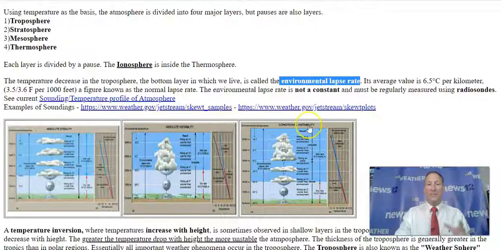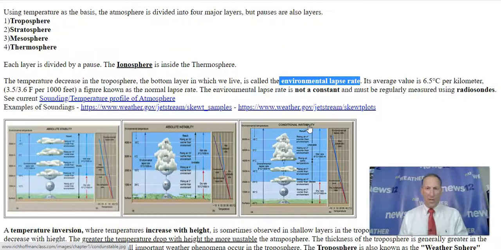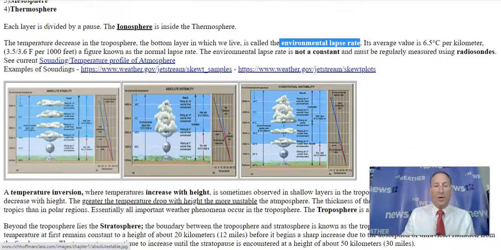The one thing about this environmental lapse rate, it is not constant. We have an average value, but we need to measure it every day because it changes. We measure that environmental lapse rate through the radiosondes. That's why the radiosondes are extremely important, okay? And we can get an idea of whether the atmosphere is what we call stable or unstable. These are some of the things that we're going to look at in chapter 4.